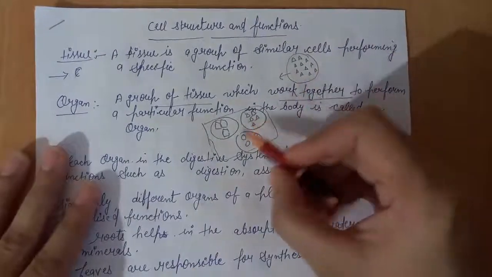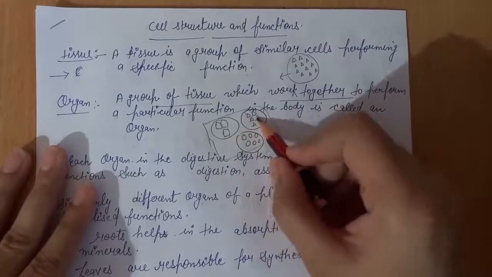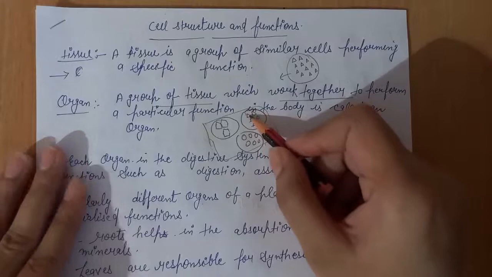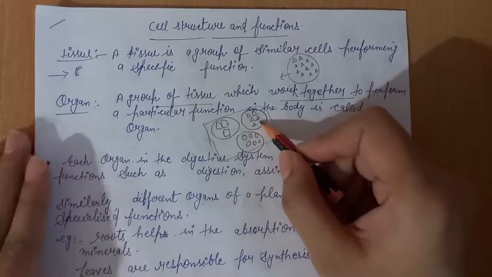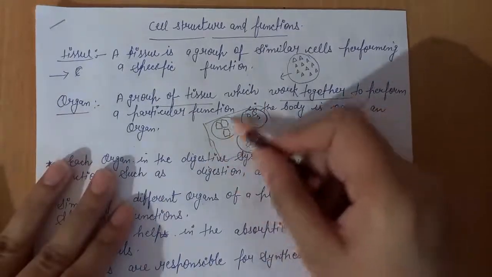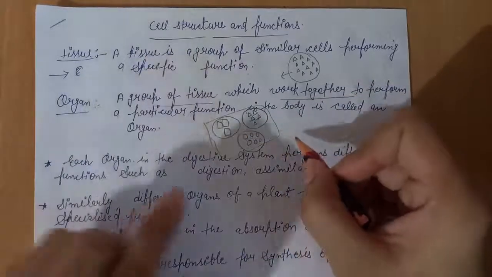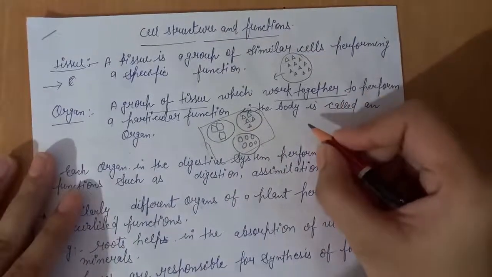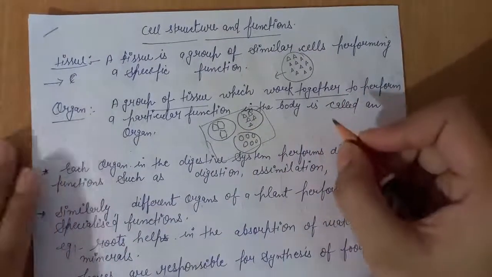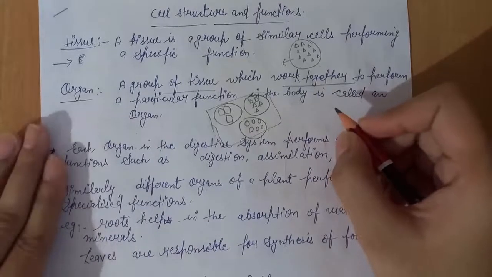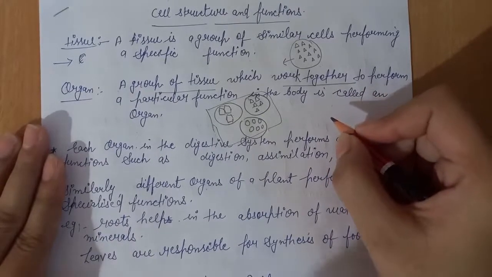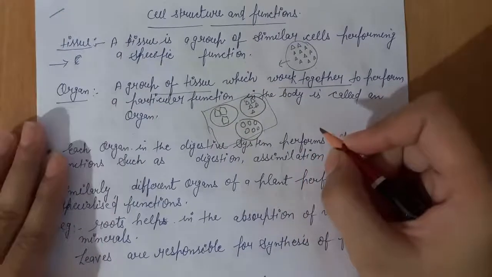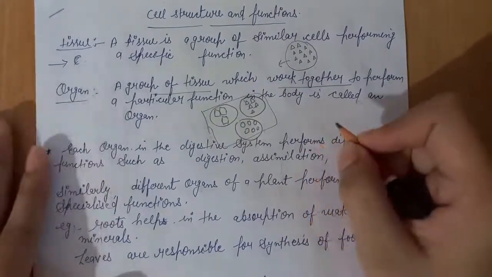And the cells of two tissues may be different from each other, and one tissue is organized to perform a specific function. A group of tissues which work together to perform a particular function in the body is called an organ. Such as our stomach performs a particular function, which is to digest the food. So the stomach is an organ that is made up of more than two or three tissues.